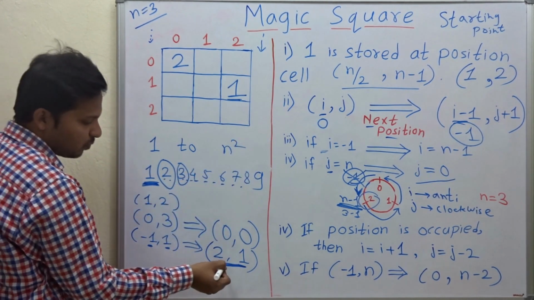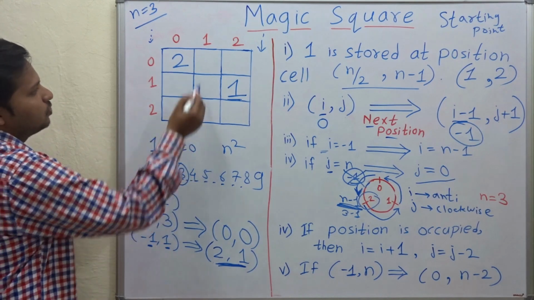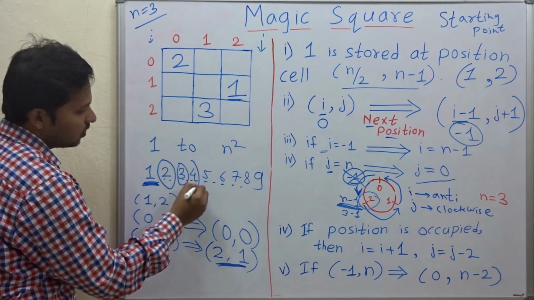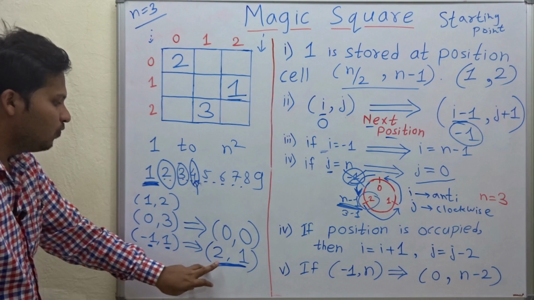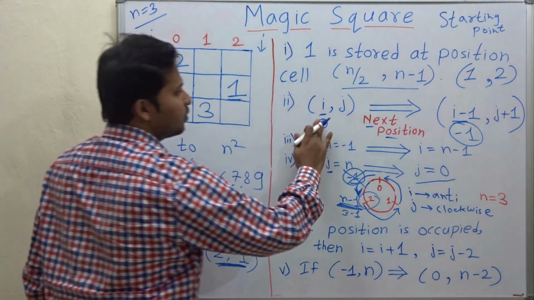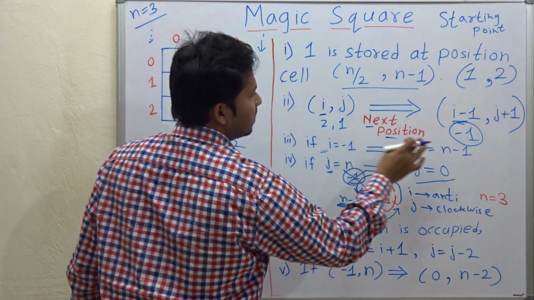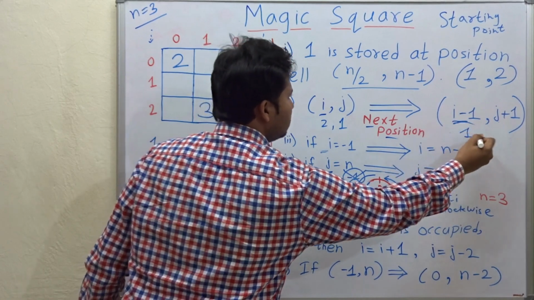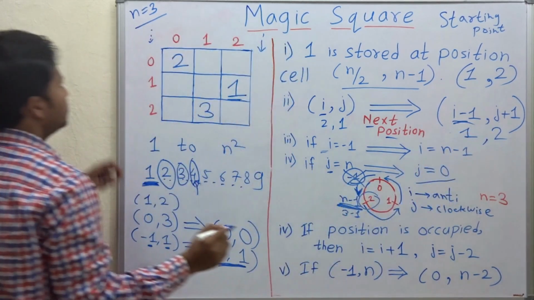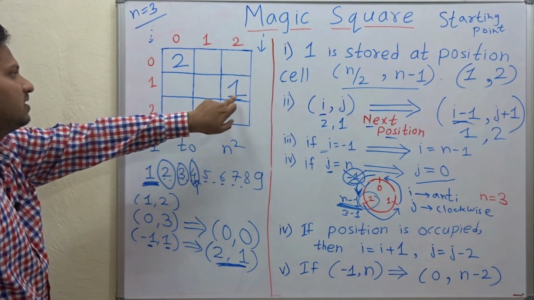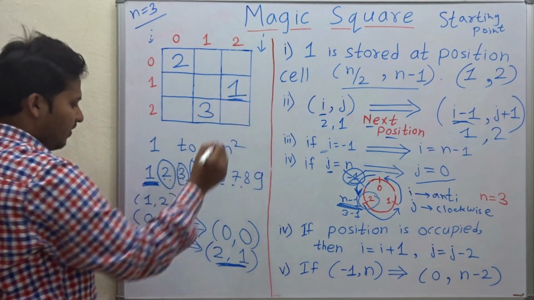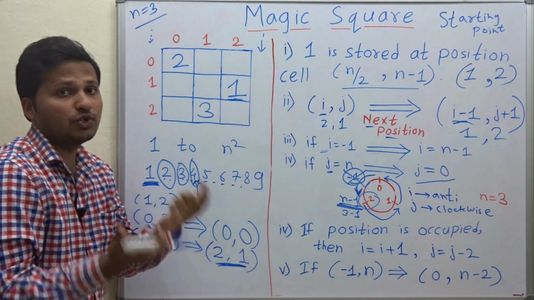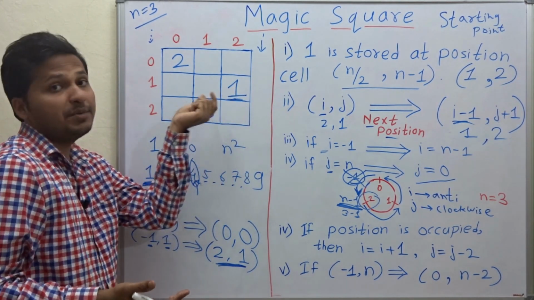As you know, we found out the position. So at position 2, 1, let's keep 3. Now the next element, 4. See, 2, 1 is the current position. So what is the next position? 2 minus 1 is 1 and 1 plus 1 is 2. So 1, 2. This is the cell where we have to keep 4, but this cell is already occupied. There is an element already present there.